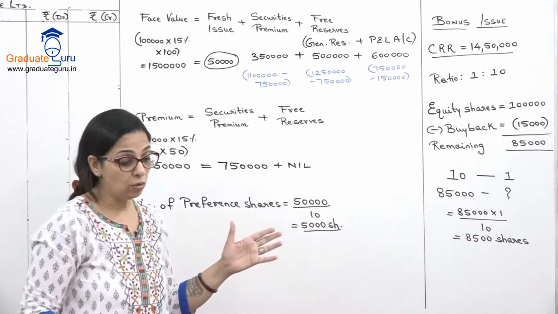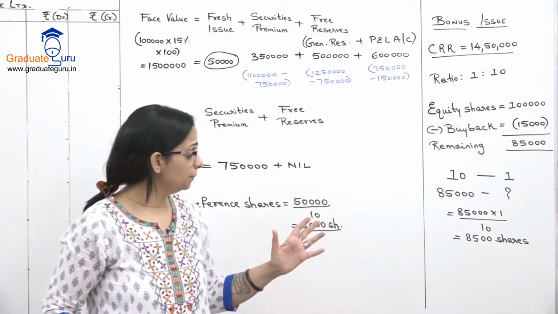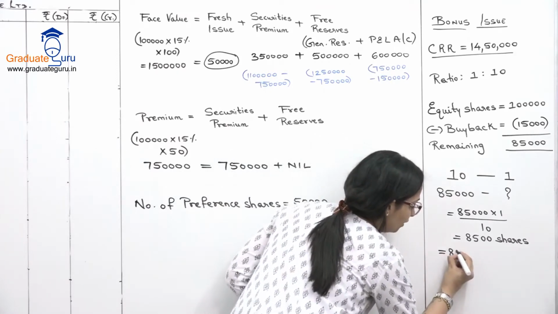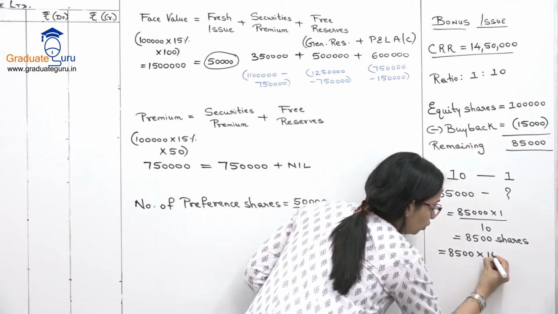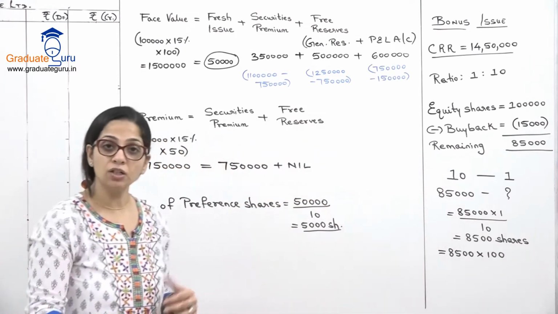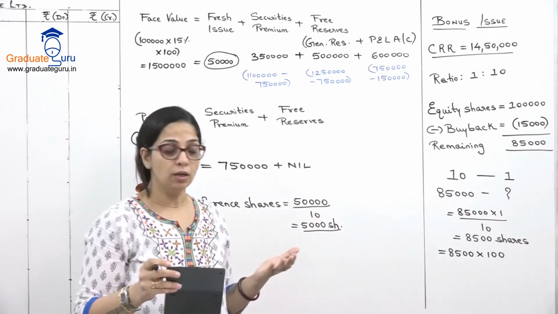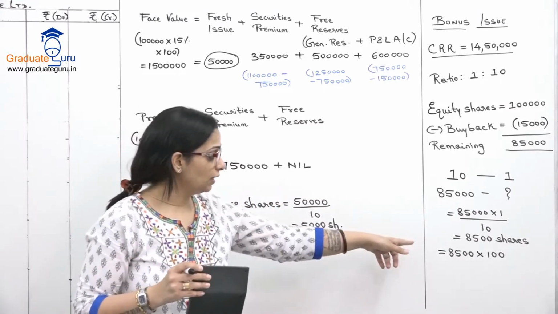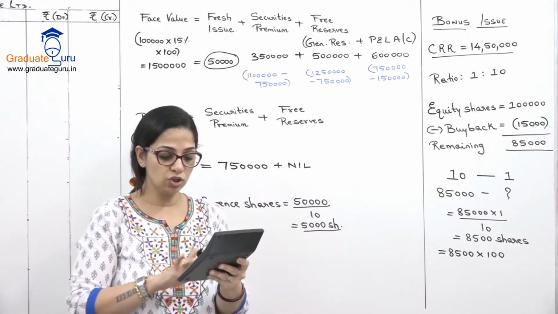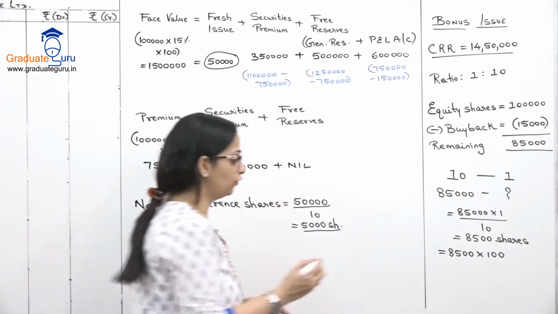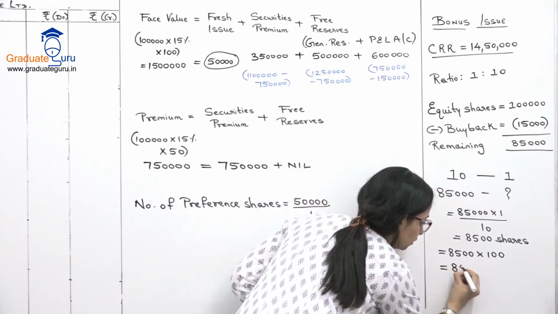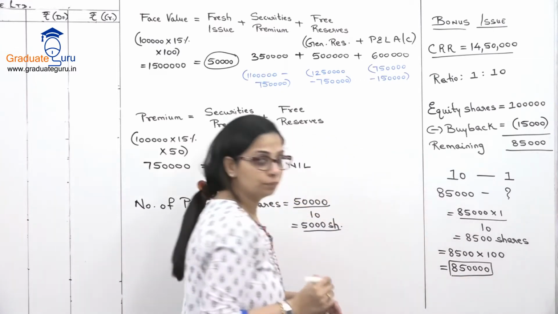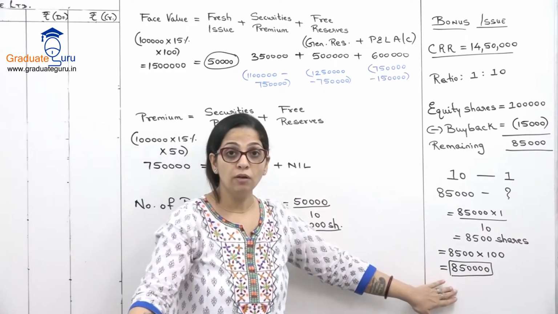Right? Now what is the value of each share? 100. Right? So 8,500 into 100 per share. ये मेरा वैल्यू है बोनस का. Because when I am giving them bonus shares, एक शेयर की वैल्यू 100 रुपए है, तो 8,500 शेयर्स की वैल्यू कितनी हो जाएगी? 8,50,000. So that's my bonus value. Okay, I call it my bonus value.